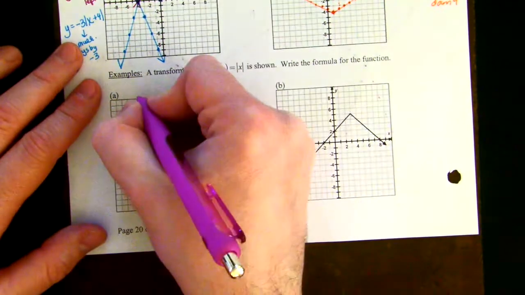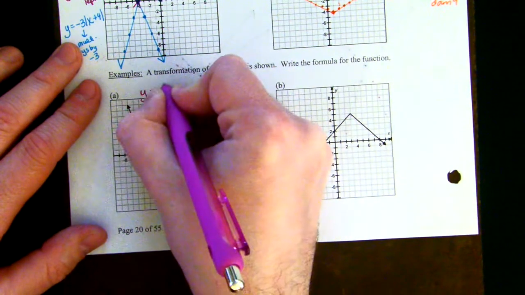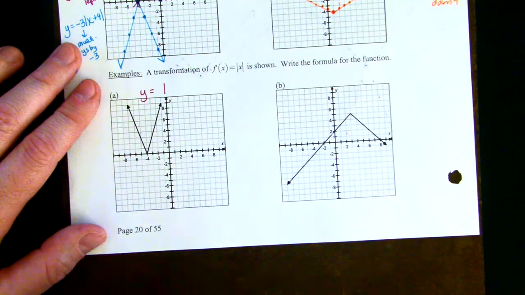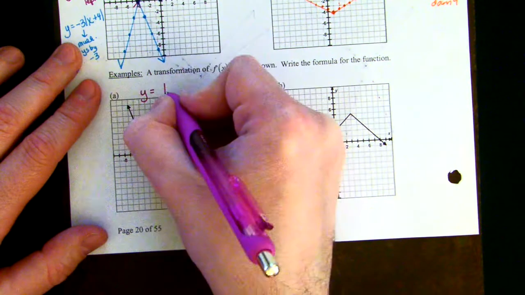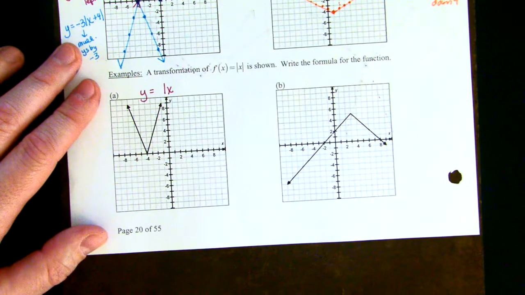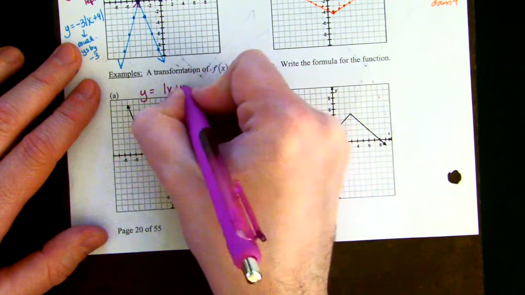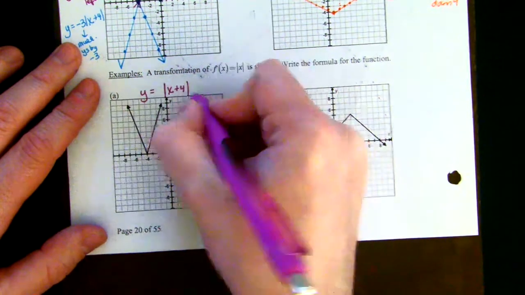Letter A. Y equals absolute value. Okay, let's see. This graph was shifted 4 to the right. So inside the bars, what am I going to have to say if I'm 4 to the right? I think we're going to need a plus 4. I didn't move it up or down at all, so nothing at the end.